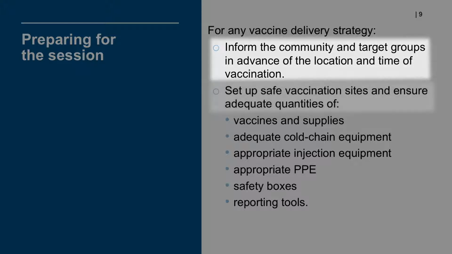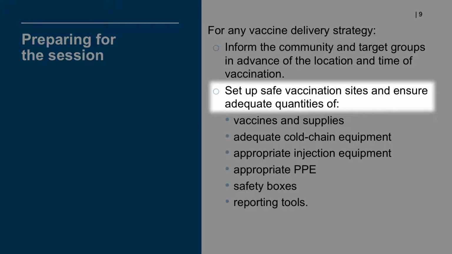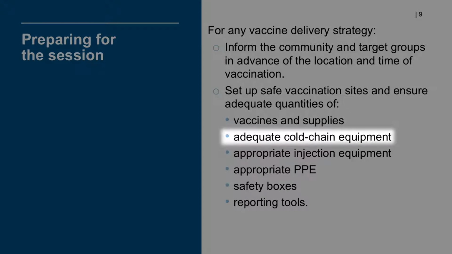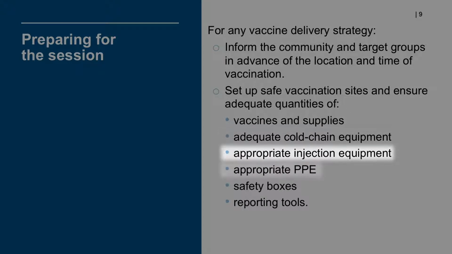It is important to set up safe vaccination sites and ensure adequate quantities of vaccines and supplies, adequate cold chain equipment, injection equipment, adequate PPE, safety boxes, and reporting tools are available.